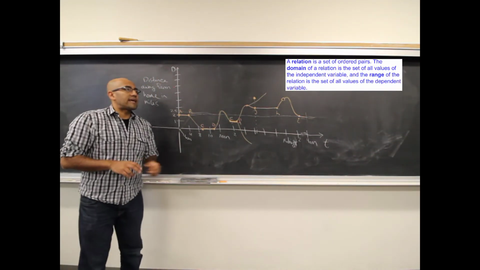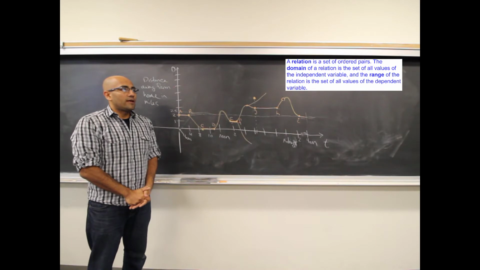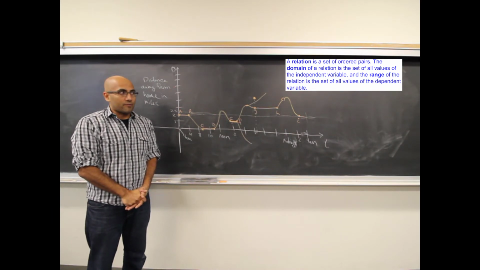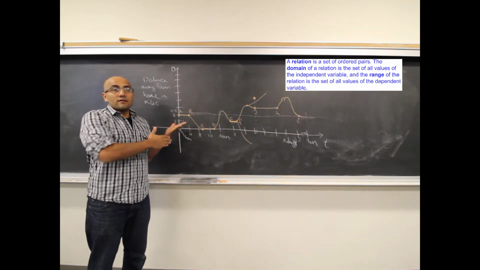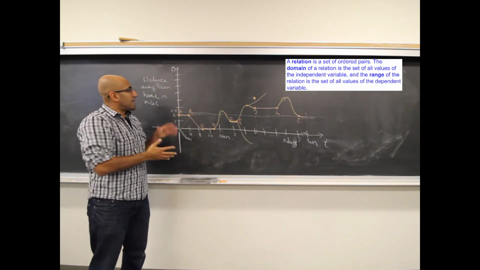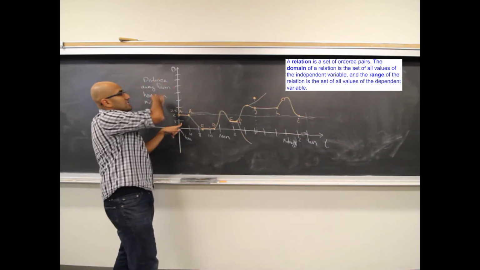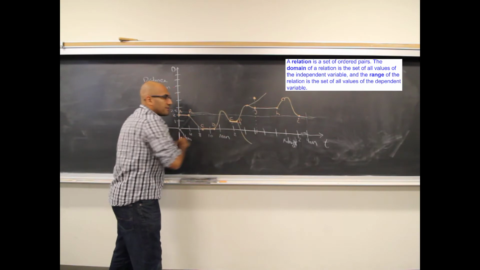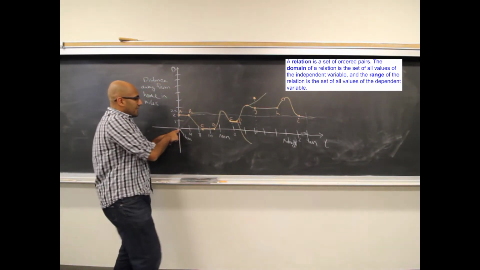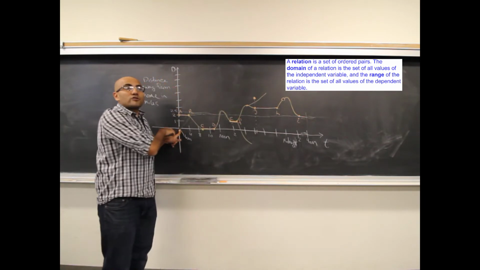A relation is a set of ordered pairs. The domain of a relation is the set of all values in the independent variable, and the range of the relation is the set of all values in the dependent variable. So again, this is a very generic description of relations, and we have all kinds of situations we just looked at. So here, where we're looking at the distance away from home, the time in a 24-hour period, then all of these numbers here are part of our domain.